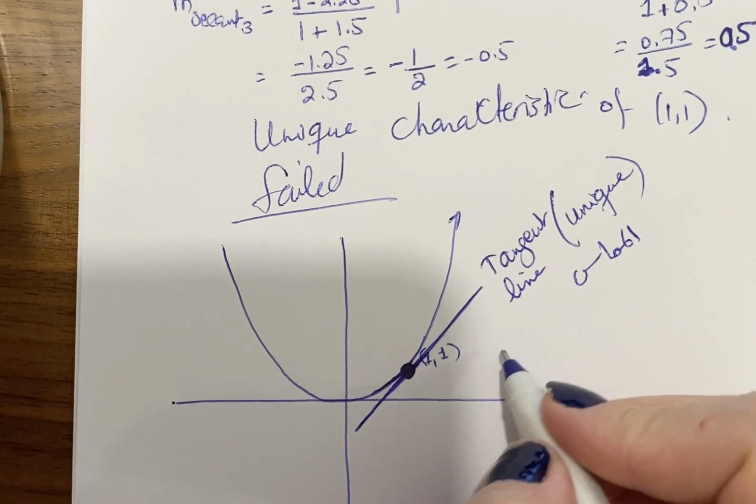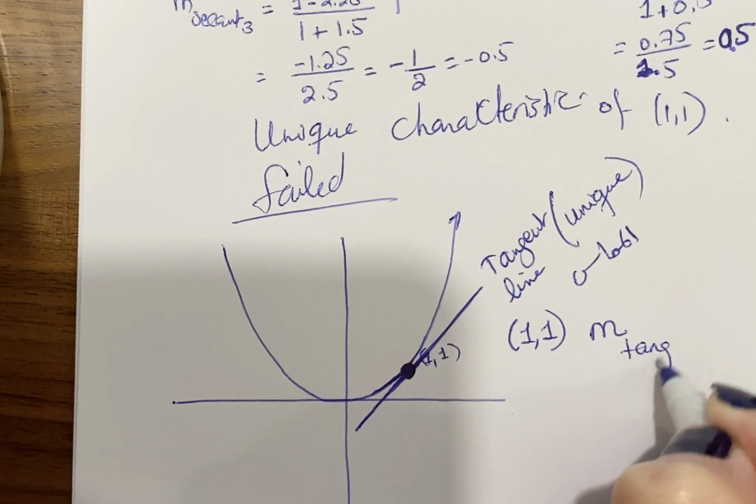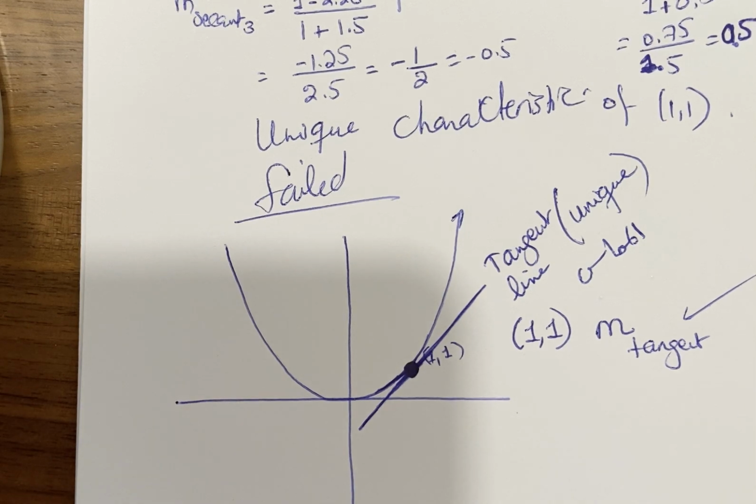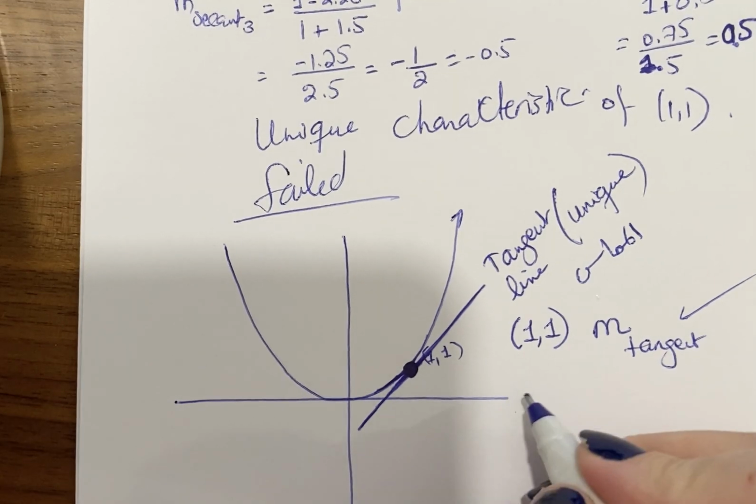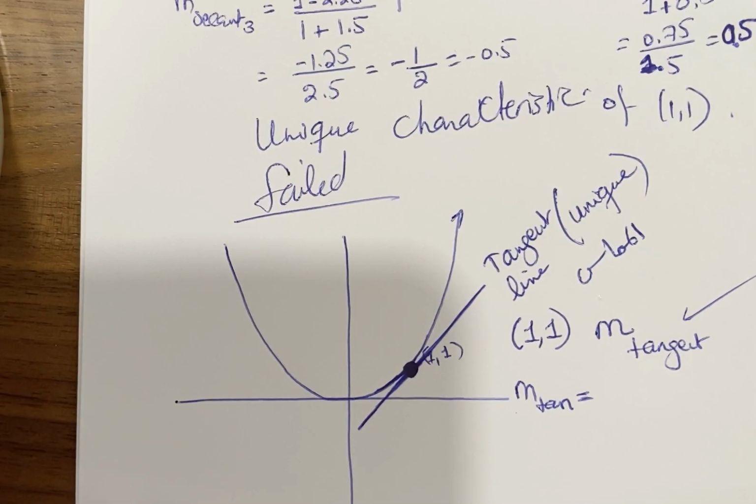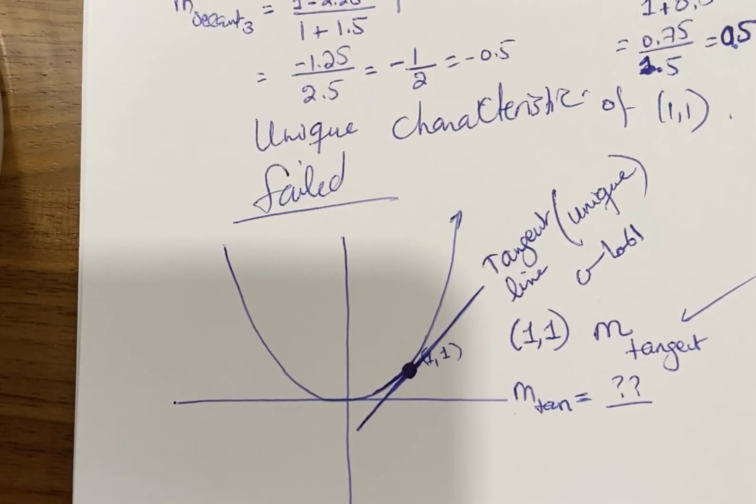So they came and said, you know what? For every point, like (1, 1), the slope of the tangent can be a unique characteristic. They found a unique characteristic. What is it? The slope of the tangent. But of course, the slope of the tangent seems to be a great thing about this point. But the problem is, let's calculate the slope of the tangent. How many points do we need to calculate any slope? 2. How many points do I know on the line? 1. So how will I calculate the slope of the tangent? See what happened? Do you see the story behind all of this?